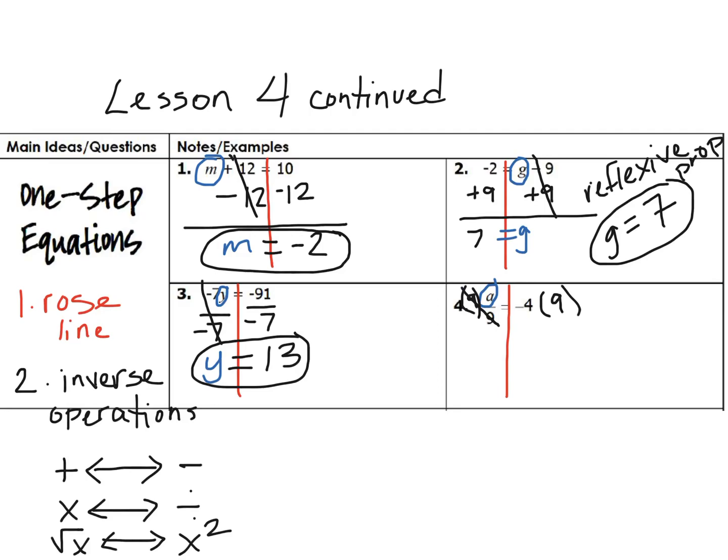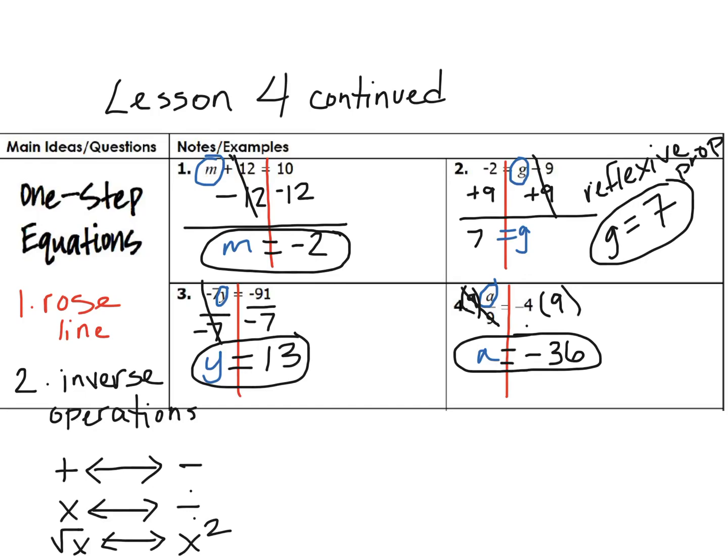Bring down the a. Bring down the equals. And then do the operation over here on the right side. Negative 4 times 9 is negative 36. And circle that final answer.